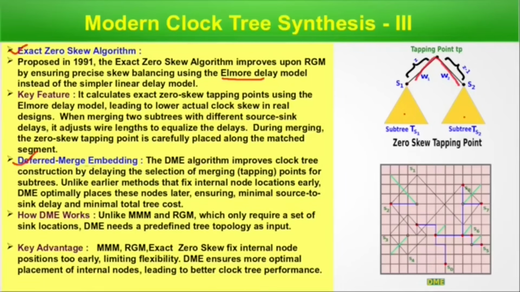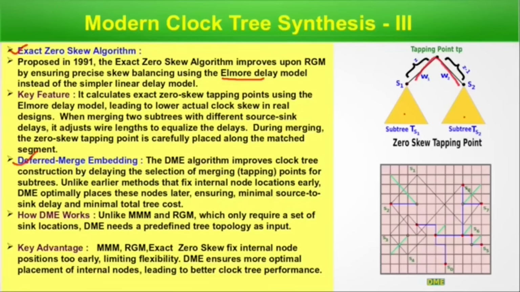Another method is deferred merge embedding. The DME algorithm improves clock tree construction by delaying the selection of merging or tapping points for subtrees. Unlike earlier methods that fixed internal node locations early, DME optimally places these nodes later, ensuring minimal source to sink delay and minimal total tree cost.